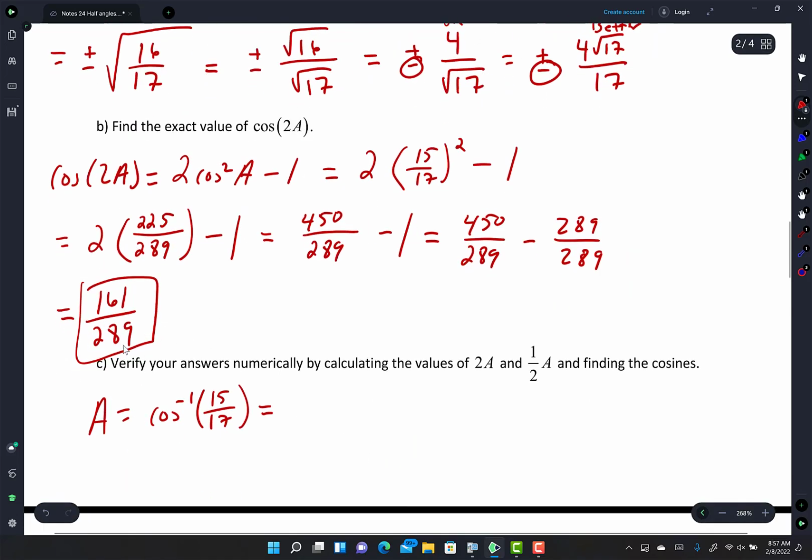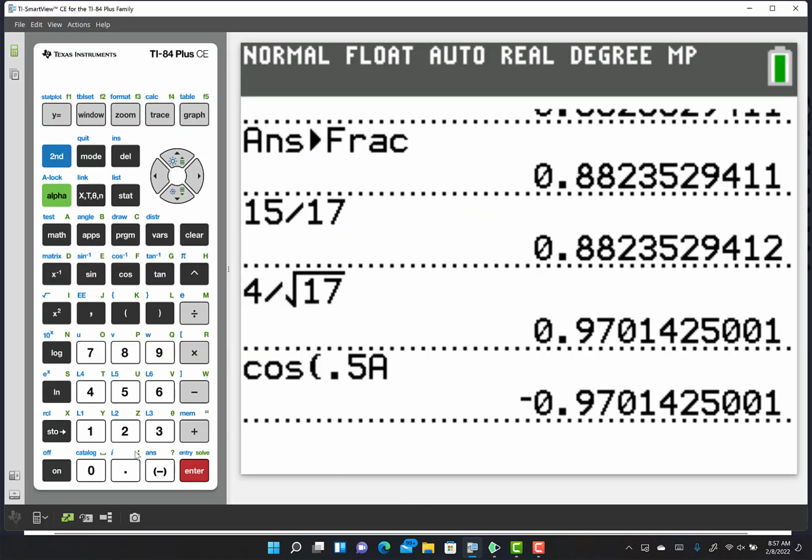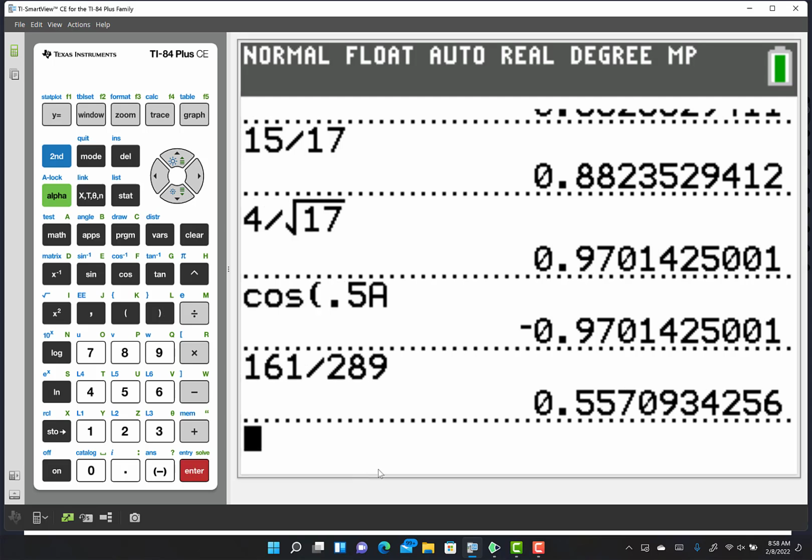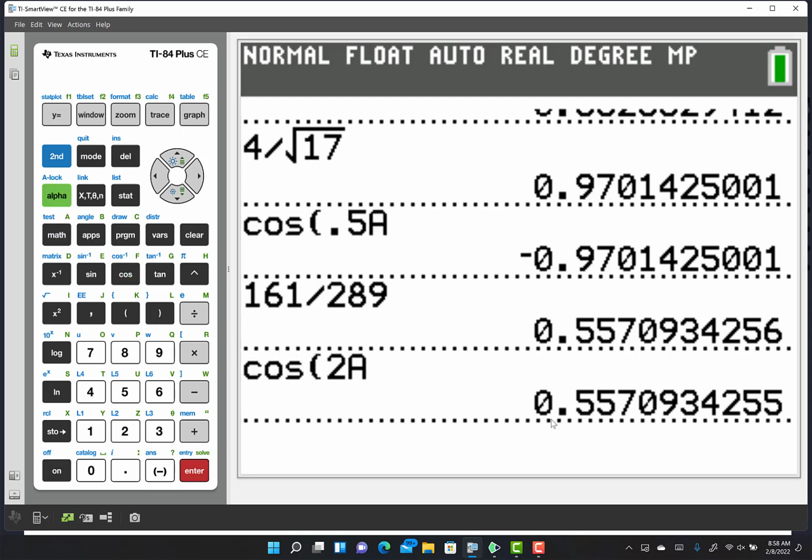Cosine 2A, 161 over 289. So let's see what that is in decimal, sorry. 161 over 289, enter. So it's 0.557. So let's see, cosine 2 alpha A, enter. And look at that, 0.557. There's funny rounding going on at the very end. So there's something going on there. But it's the same thing, digit per digit.